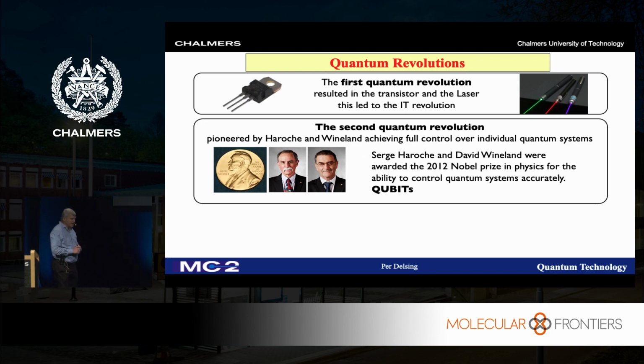And the second quantum revolution was really pioneered by these two persons, David Wineland and Serge Haroche. So in 2012, they got the Nobel Prize in Physics for being able to control quantum systems accurately. And this is what has enabled this second quantum revolution, where we can really harness quantum physics and use quantum physics to do something useful. And if you encode information in these quantum systems, we call it a qubit.